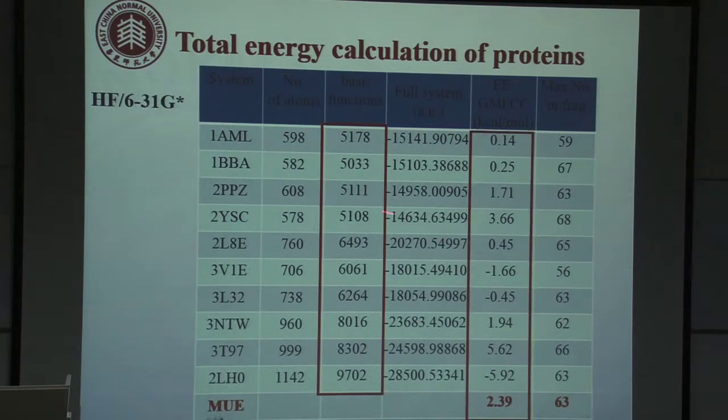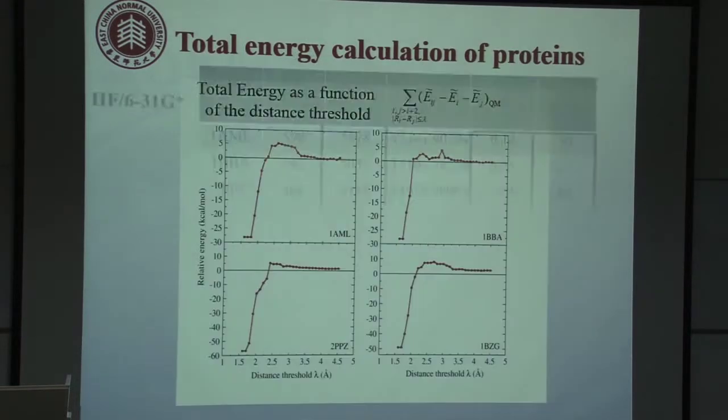What we see here is the error of EEGMCC with respect to the full system calculation. The unit is kcal/mol, and all of them are less than 1 kcal/mol. Another good feature of this method is that the maximum number in each fragment is really small, less than 70 atoms. So we can apply not only Hartree-Fock, but even MP2 or coupled cluster theories for these large systems.